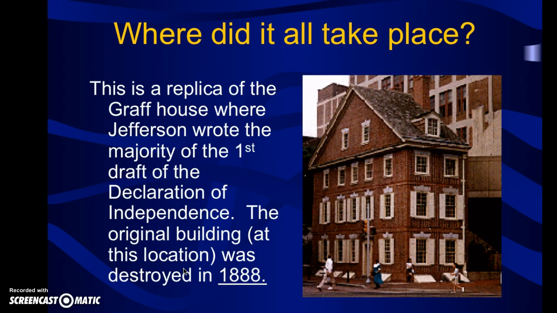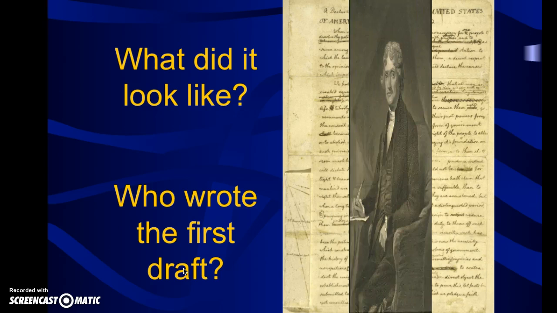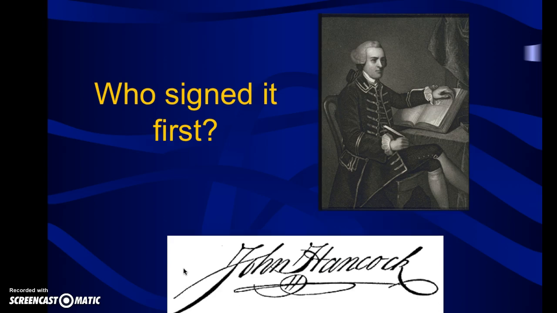Okay, this is a replica of the Graff House where Jefferson wrote the majority of the first draft of the Declaration of Independence. The original building at this location was destroyed in 1888. What did it look like? This is a good idea of what it looked like, and this is kind of a rough draft of it, written by Thomas Jefferson. Who signed it first? John Hancock.